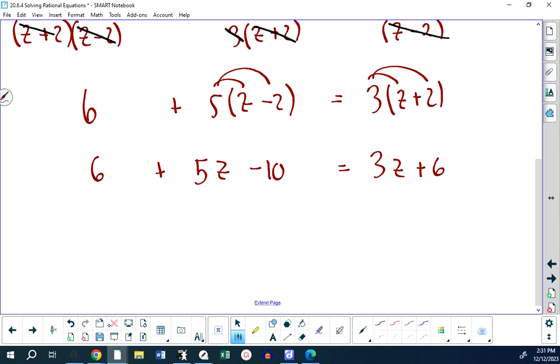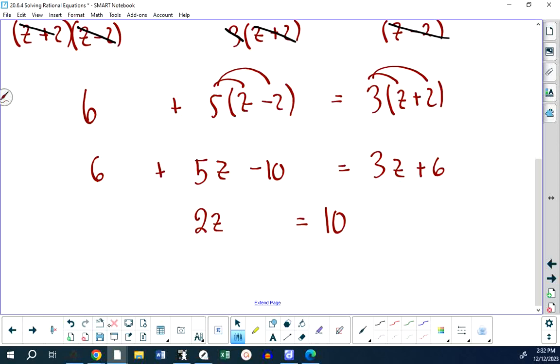I mean, part of me just wants to say, let's move on to the next example. But let's finish it. If I move my z's to the left, I believe I get 2z. If I move my numbers to the right, I get 10. Don't just be a passive learner, as if there is such a thing. Don't just sit there passively. Work it out in your head. Follow my math. Is that correct? That 2z will equal 10.